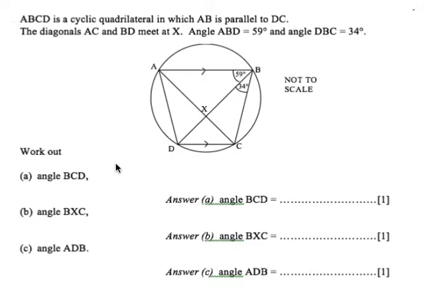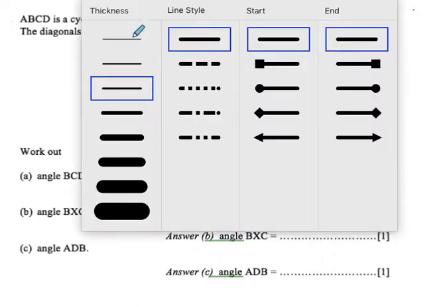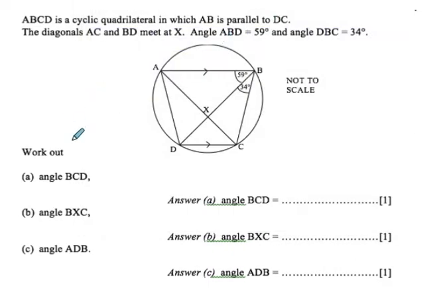Hello, grade 10. So let's continue on with the next part of the starter. This question is tricky a little bit. Okay, so let's take a look. So we've got 59 here, we've got 34 here, and they're asking us for angle BCD, this whole one. Okay.